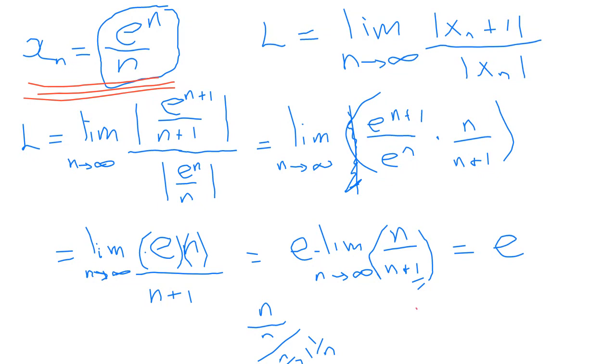Therefore, e to the n over n diverges. Why is that so? Because the L, the limit, when you do the ratio test, was greater than 1. Remember, if it is less than 1, then it converges. But if it's greater than 1, it diverges.